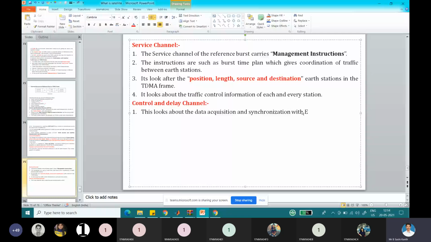It looks about the data acquisition and the synchronization with the earth station, and it calculates and enables the adjustment of delay in the data transfer from the earth station to the satellite and vice versa.